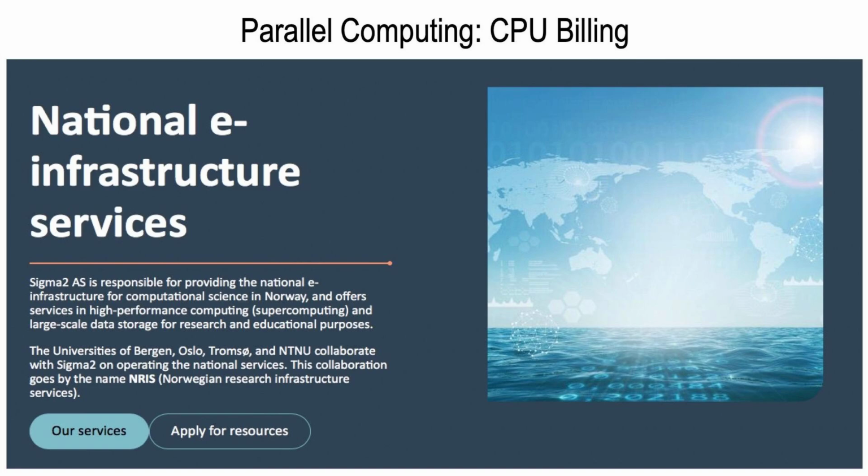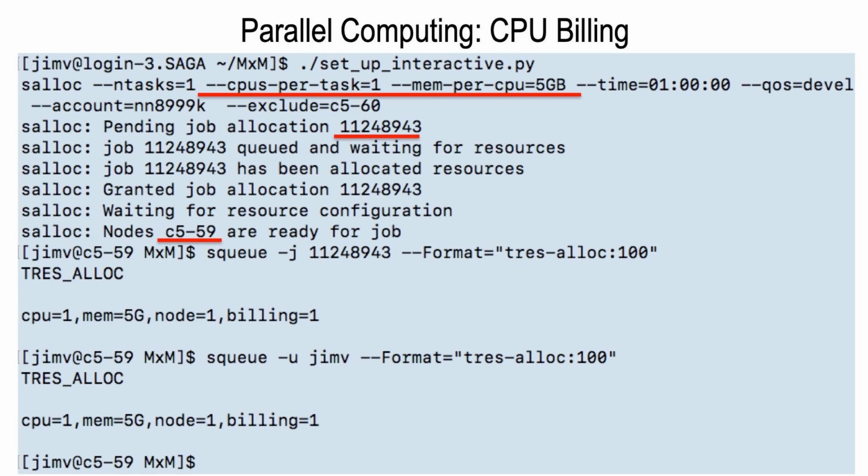This video focuses on CPU billing, specifically addressing the CPU hours deducted from your quota for a job on the compute nodes. To illustrate, let's request an interactive job with a single CPU core and 5 GB of memory, identified as job number 11248943. This task will be carried out on the C559 node. I'm eager to understand the impact on my CPU quota when requesting 1 hour of wall time.